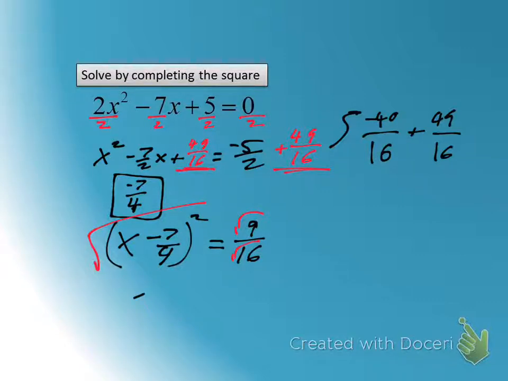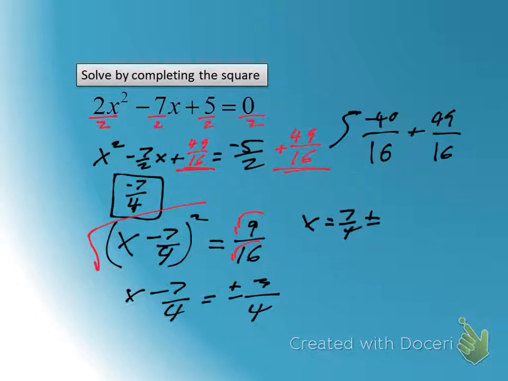Now, the key here, remember, is plus or minus. So it's x minus 7/4 equals plus or minus 3 over 4. Now, look how nice and neat that ended up. You already have common denominators down here. That's so fantastic. Now add the 7/4 over. So x equals 7/4 plus or minus 3/4.